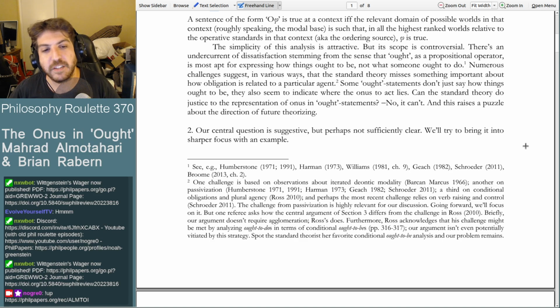Numerous challenges suggest, in various ways, that the standard theory misses something important about how obligation is related to a particular agent. And they got a whole lot more to say in the footnotes here.